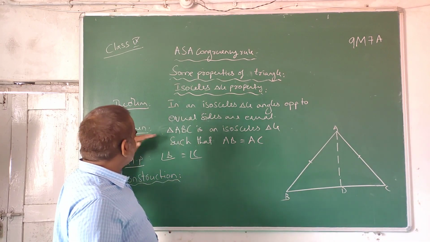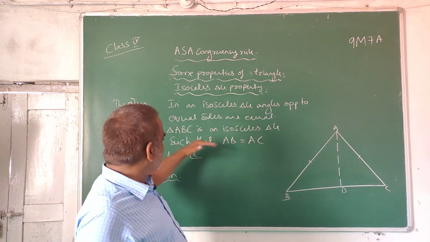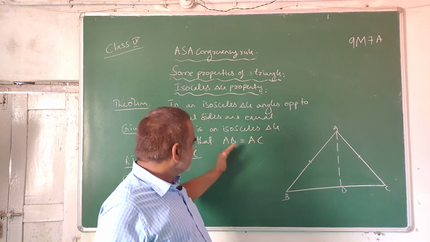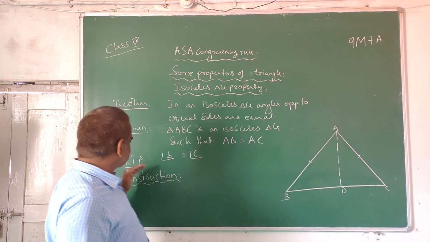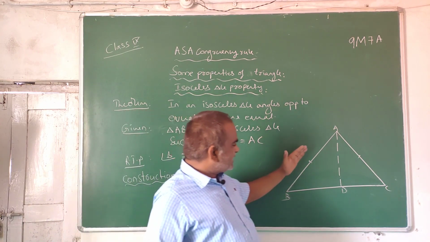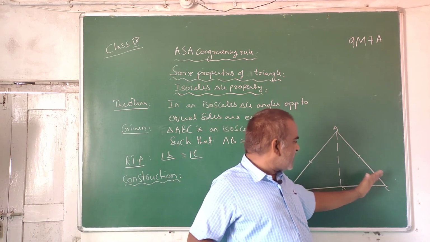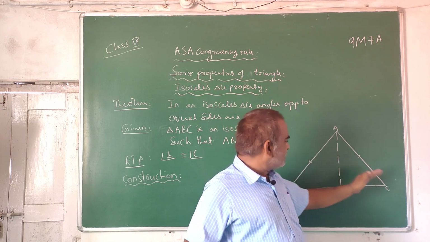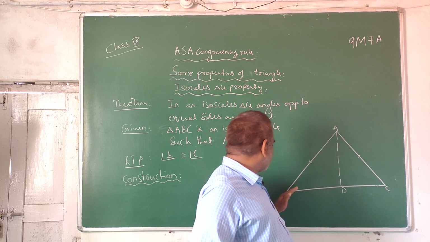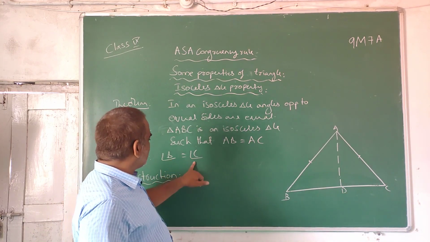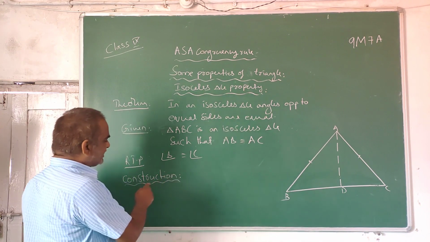Given triangle ABC is an isosceles triangle such that the two equal sides are AB and AC. So AB is equal to AC. What we are required to prove is that angles opposite to equal sides are equal. The angle opposite to this equal side is angle C, and opposite to this equal side is angle B. So we are supposed to prove that angle B is equal to angle C.